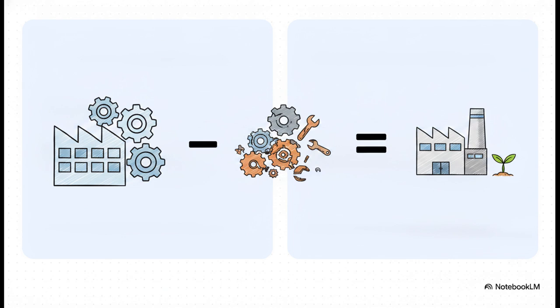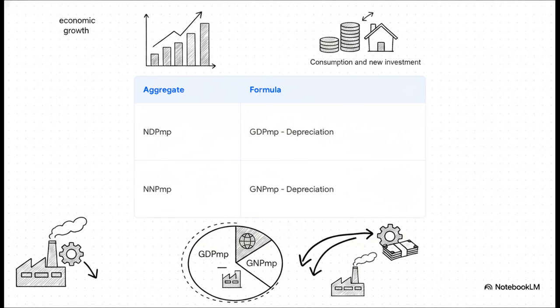Net product, however, acknowledges this physical reality and deducts depreciation to give us a much more sustainable picture of our economic output. When we apply this deduction, our gross figures totally transform. Subtract depreciation from our geographical baseline, GDP-MP, and you get net domestic product. This is the measure of income actually available for consumption and new investment in the economy. Subtract depreciation from our national aggregate, GNP-MP, and you arrive at net national product, or NNP-MP. This reflects what's produced over and above the amount required to simply maintain the nation's existing capital stock.